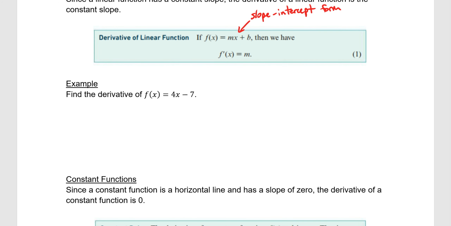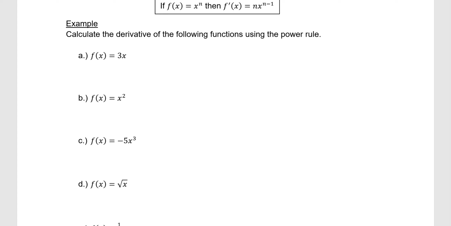f of x is 3x. We should know that this is a linear function and the derivative is just 3 because that's the slope. But let's actually go ahead and rewrite this as 3x to the first, and let's apply the power rule. So the power rule says we bring down that 1 out front to multiply it. So that's going to be f prime of x is 1 times 3x, and then we're going to subtract 1 from the original exponent, which is going to be 1 minus 1.